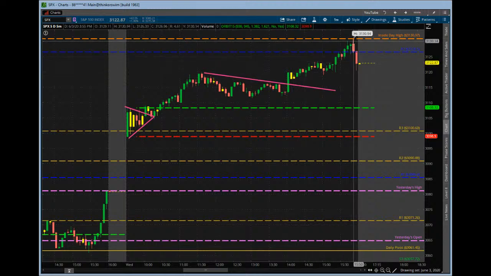It wanted to get right to this R2 level, and then it also tagged really close, 3 cents away from a prior inside day high. These are levels we provide to our members. So good stuff there.